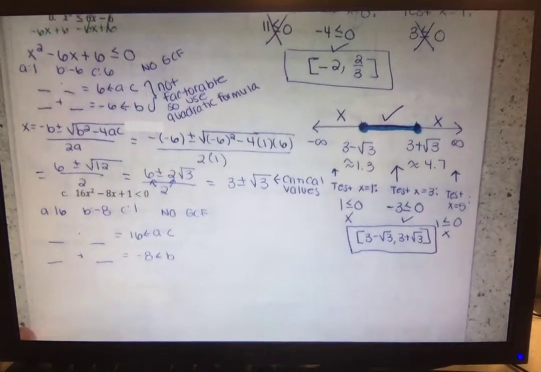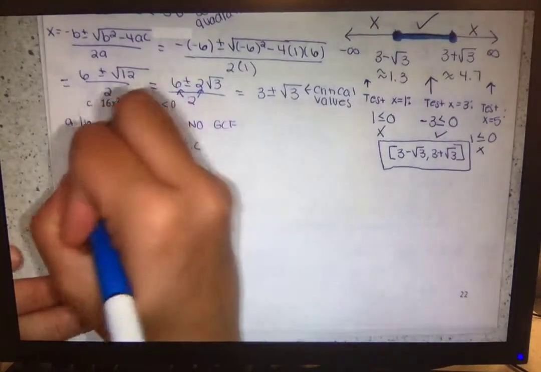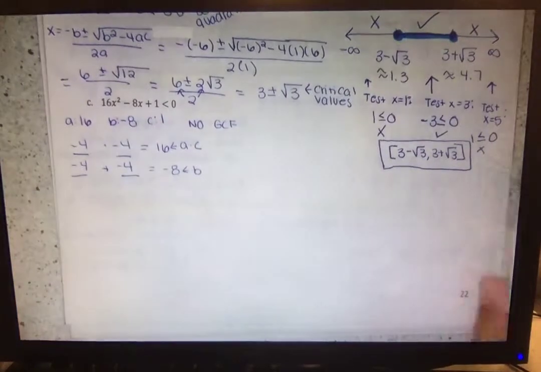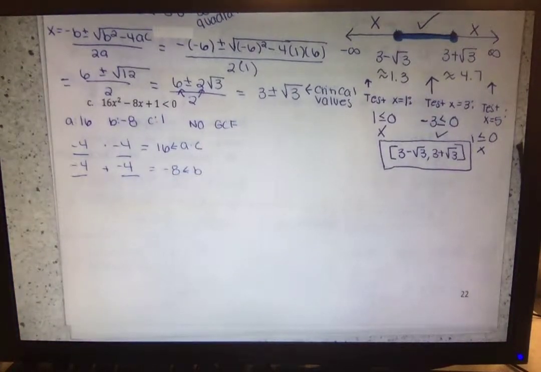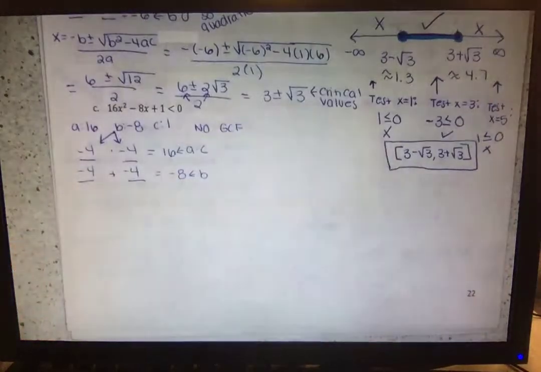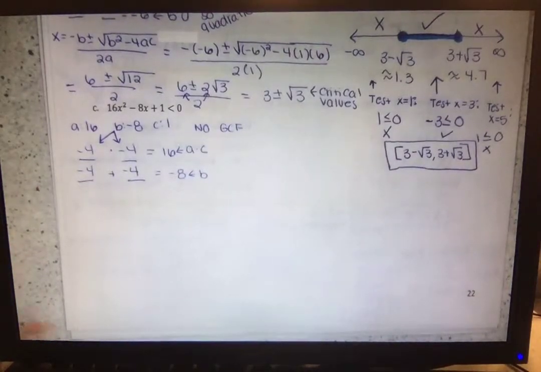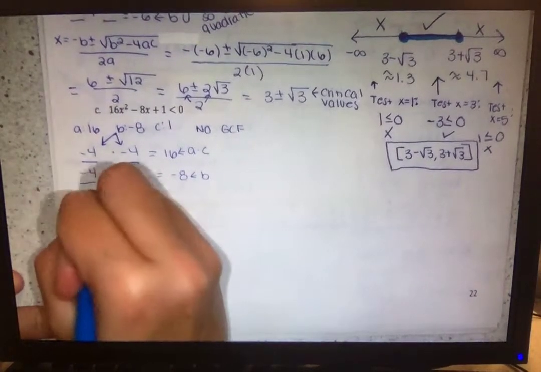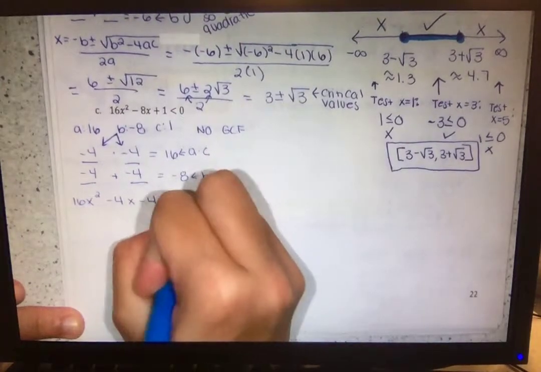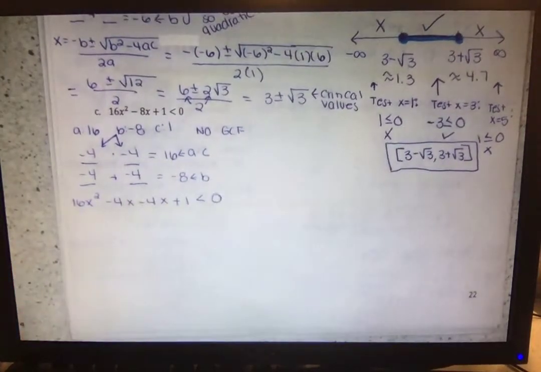-4, -4? Sure. -4 times -4 is positive 16. -4 plus -4 is -8. Because A is 16, A is not 1, we have to factor by grouping. So we're going to use the numbers in our blanks to split up that middle term of -8x. So 16x squared minus 4x minus 4x plus 1 is less than 0.